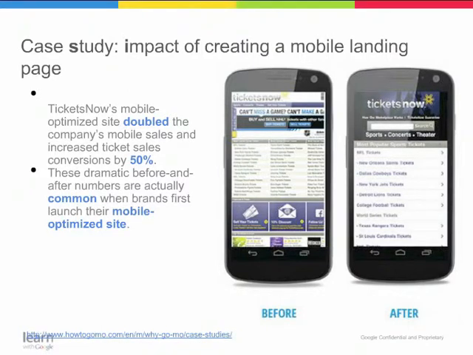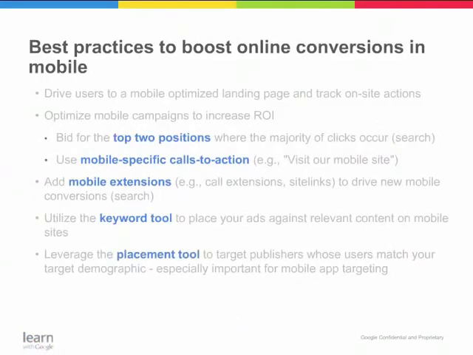Quickly on some of the best practices we touched on, build a mobile optimized website to help mobile users quickly and easily find information on your products and even purchase them. Use mobile ads to increase the volume of traffic to your mobile site. Optimize these mobile campaigns to increase ROI by setting separate budgets for mobile to bid more aggressively for the top 2 positions. Add in extensions like calls, site links, seller ratings.